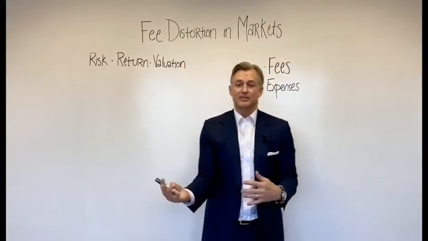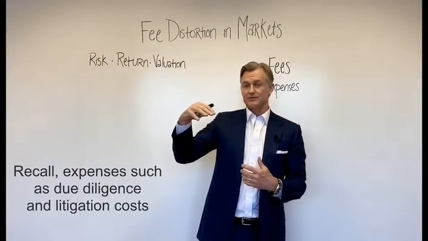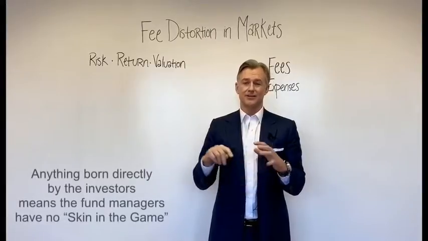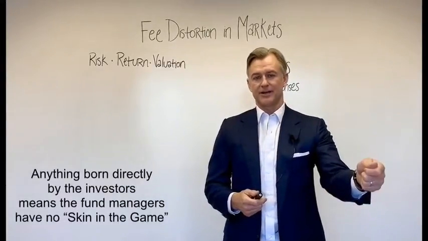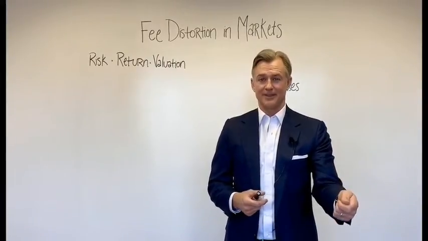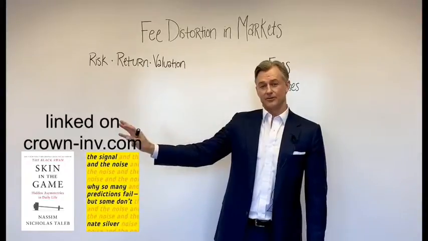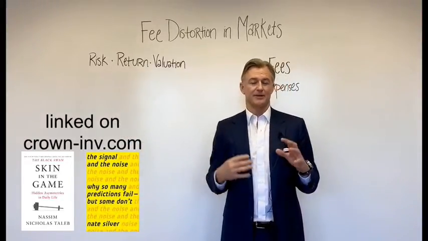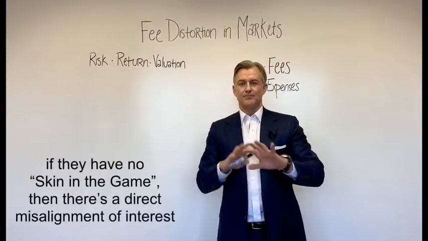Expenses, remember we talked about expenses, things like due diligence costs inside private equity funds, litigation that flows through directly, anything borne directly by the investors means that the fund manager or the investment advisor has no skin in the game. Needs to have skin in the game, and Signal and the Noise, two great books on this topic for you to kind of review. But if they have no skin in the game, it's a direct misalignment of interest.